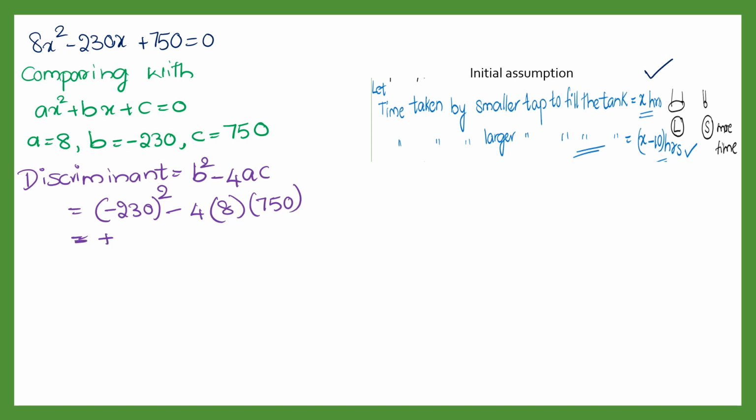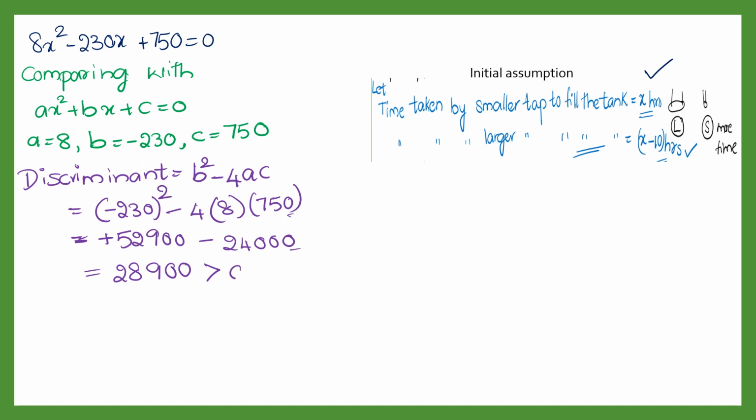So 23 whole square is what? 529. So 230 squared is 52,900, minus, what do you get here? 8 fours are 32. 32 into 75, you get 2400, into, you have another 0. So you have 0. So 52,900 minus 24,000, you get 28,900. This is the discriminant.